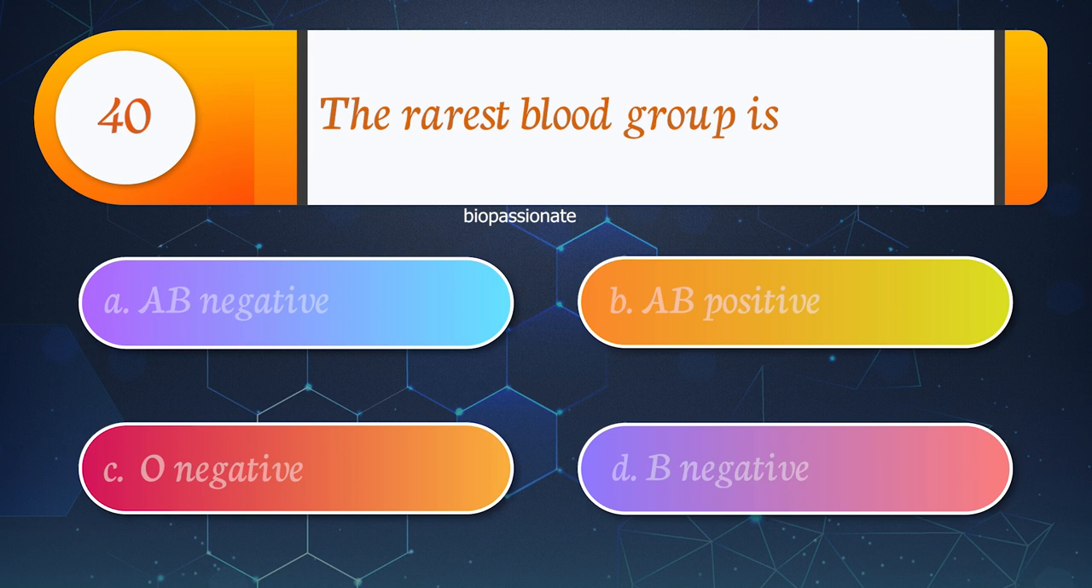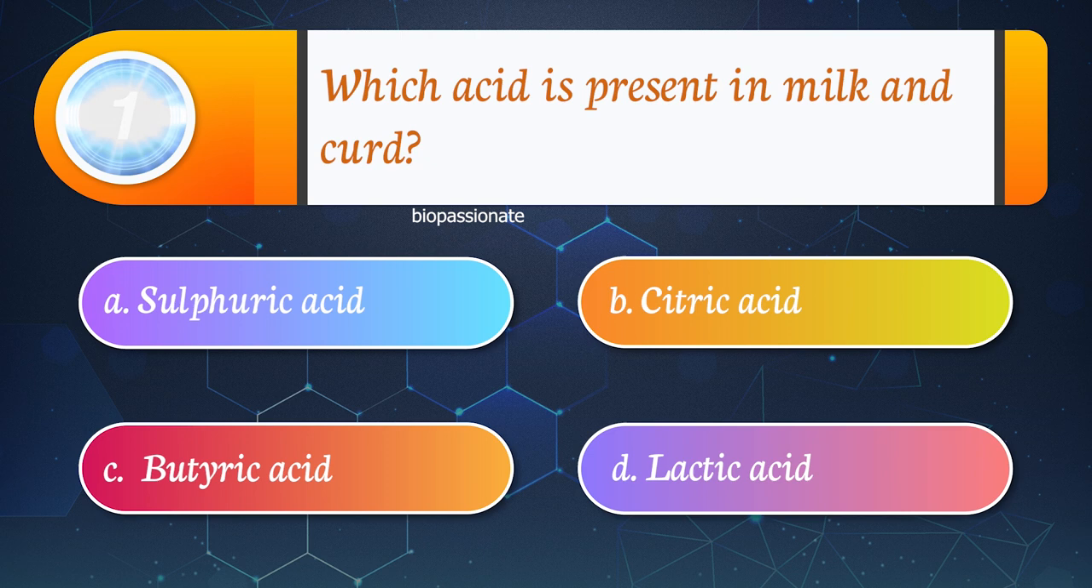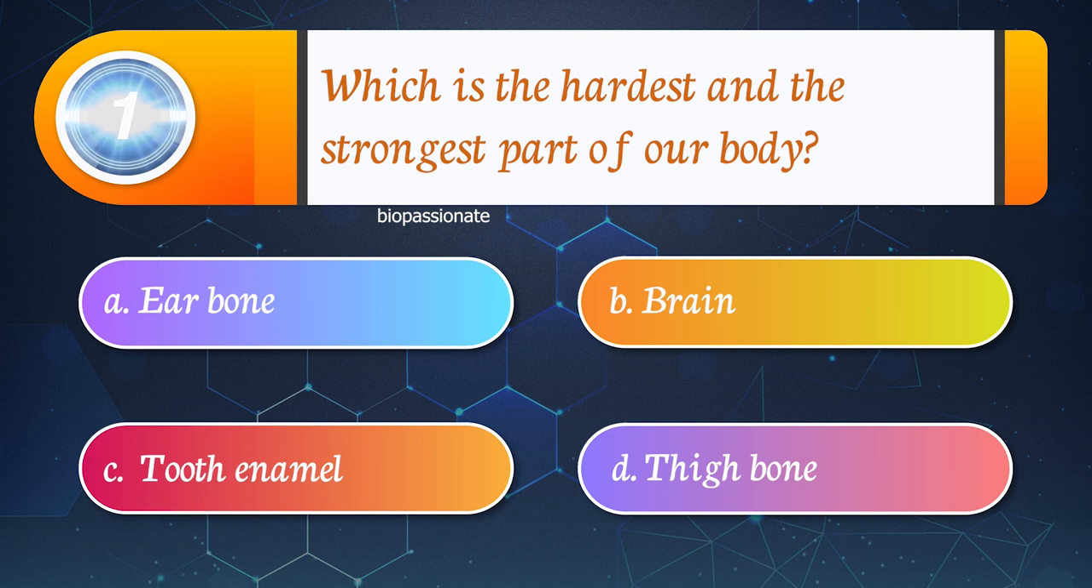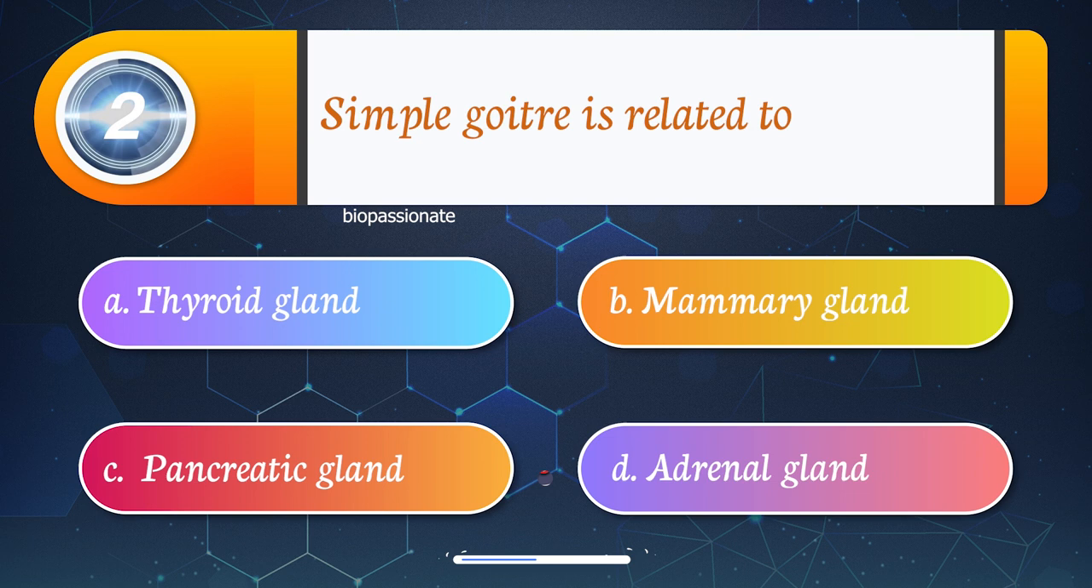The rarest blood group is AB negative. Which acid is present in milk and curd? Lactic acid. Which is the hardest and the strongest part of our body? Tooth enamel. Simple goiter is related to thyroid gland.